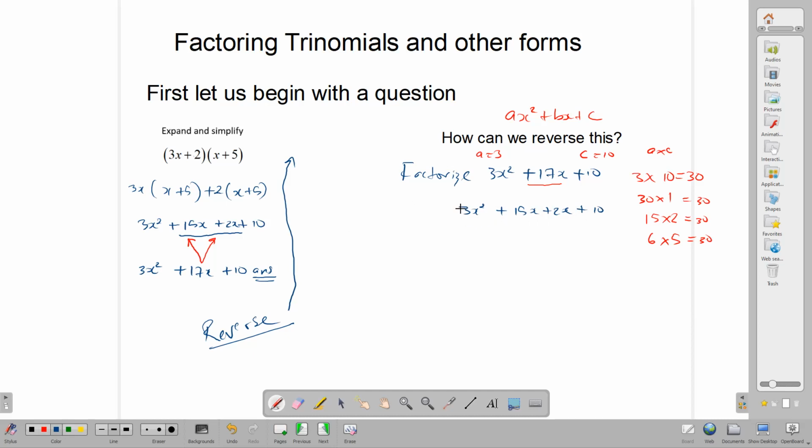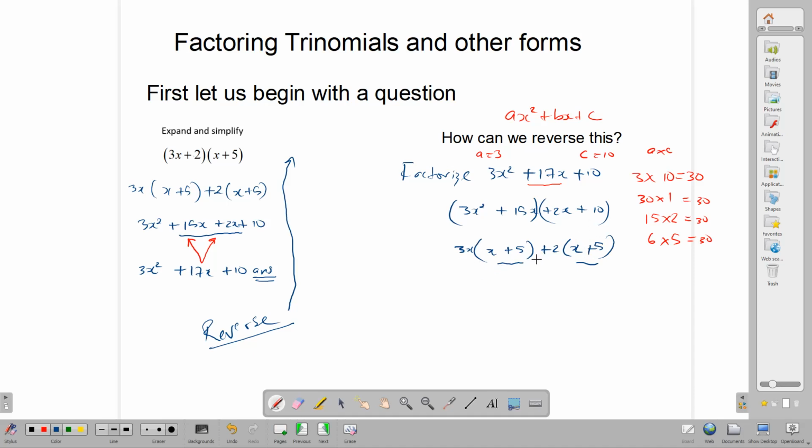At this point, we're now going to use factorization by grouping, which means we're going to group these two terms together and these two terms together. Our common factor here is 3x, so we're going to divide 3x squared by 3x. That gives us x. Then we're going to divide 15x by 3x. That gives us 5. The common factor in this bracket is 2. We're going to divide 2x by 2. That gives us x. And we divide our 10 by 2 and we get 5. Notice that your brackets are the same, which is an indication that you're on the right track.